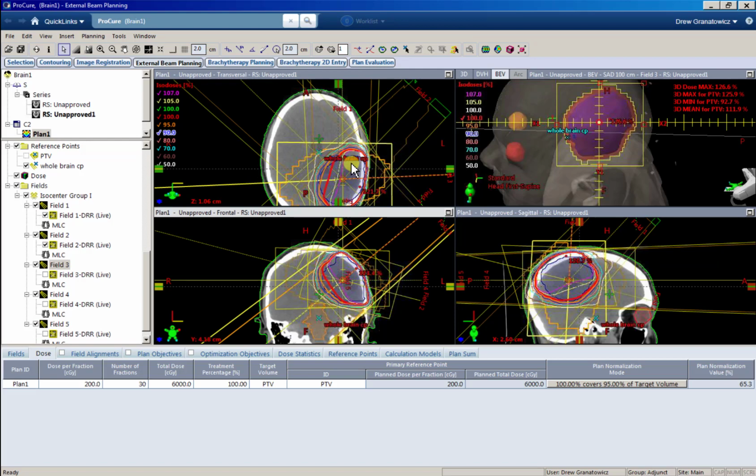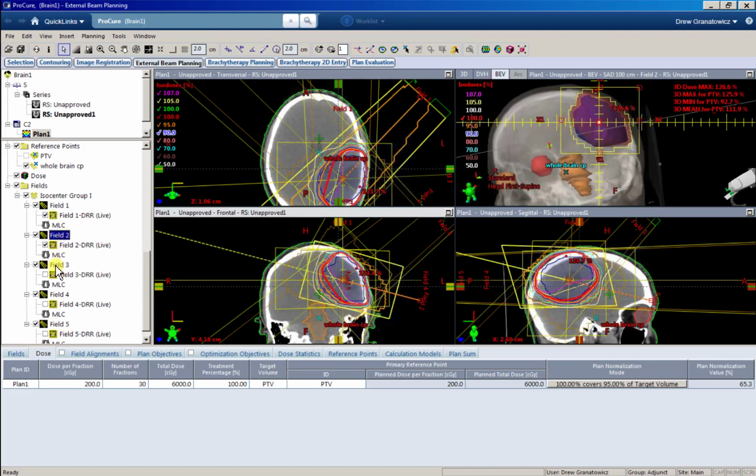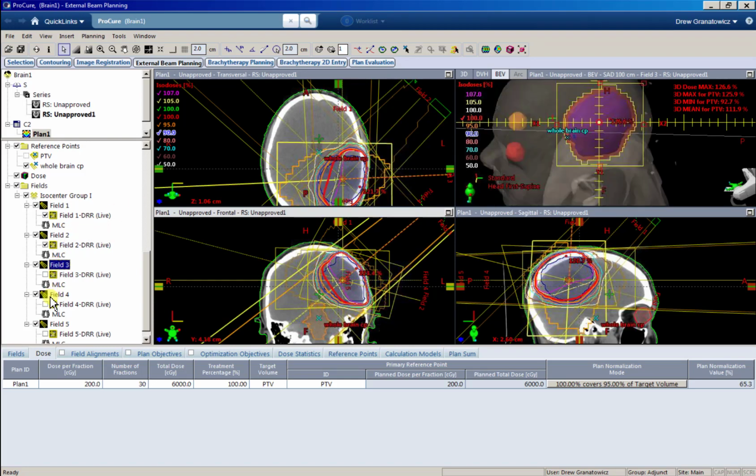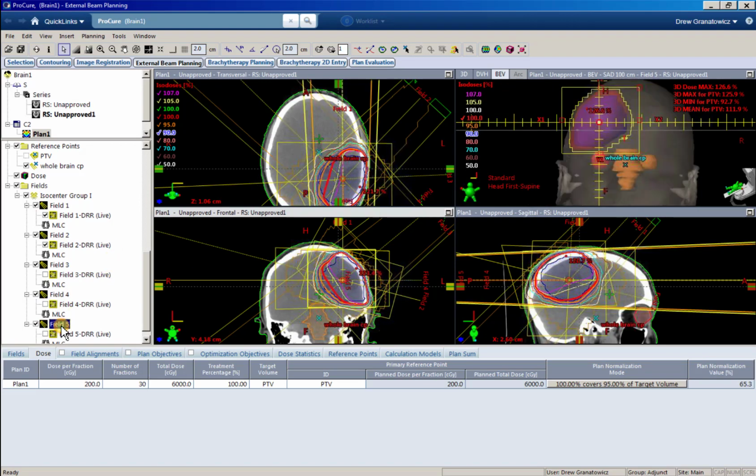specific OAR. In the brain's case, you really try hard not to enter or exit through the eyes and really just the overall face. So if we look, field one, these are the eyes, right? We're clear of the face. Field 2 is good. Field 3 is good. Field 4 is close, but we're good. And same with field 5. So if you keep those things in mind, you should be good to go.